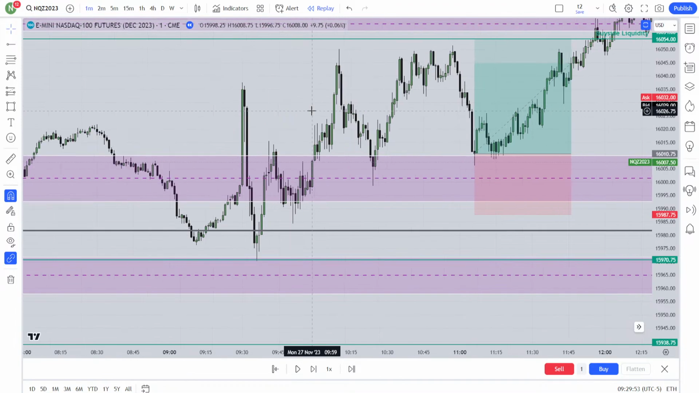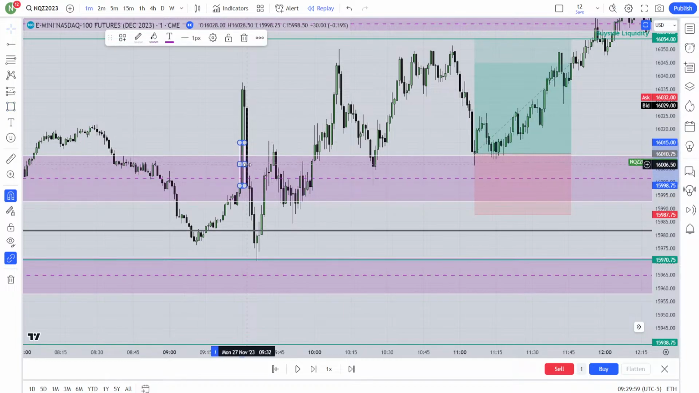Do you want to know about the inversion fair value gap? Last day I actually took an entry. I was taking an entry on that type of fair value gap. I told you this is a very clean inversion fair value gap. Do you know what is the first rule for the inversion fair value gap? Okay, let me tell you.